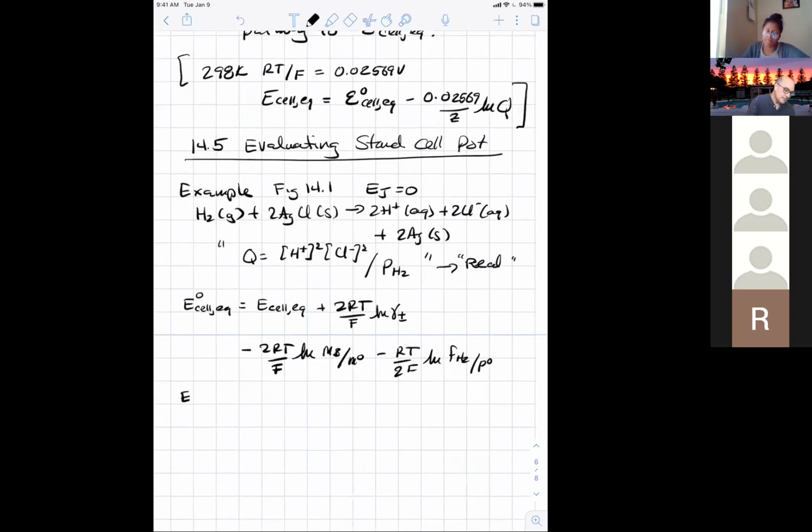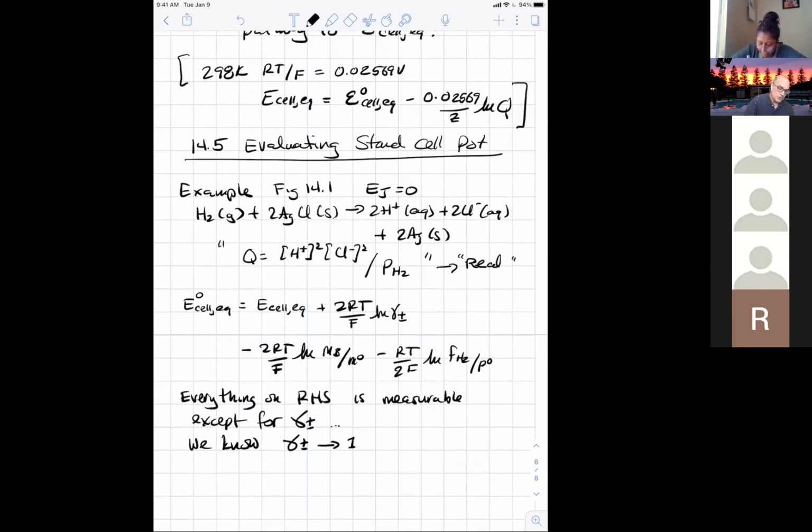And if you think about it, everything on the right-hand side is measurable, except for the activity coefficient. This is indirectly measurable, right? We've seen how we could get this value. What we're going to do here, we know that this mean ionic activity coefficient approaches 1 as the molality of the electrolyte approaches 0, right?